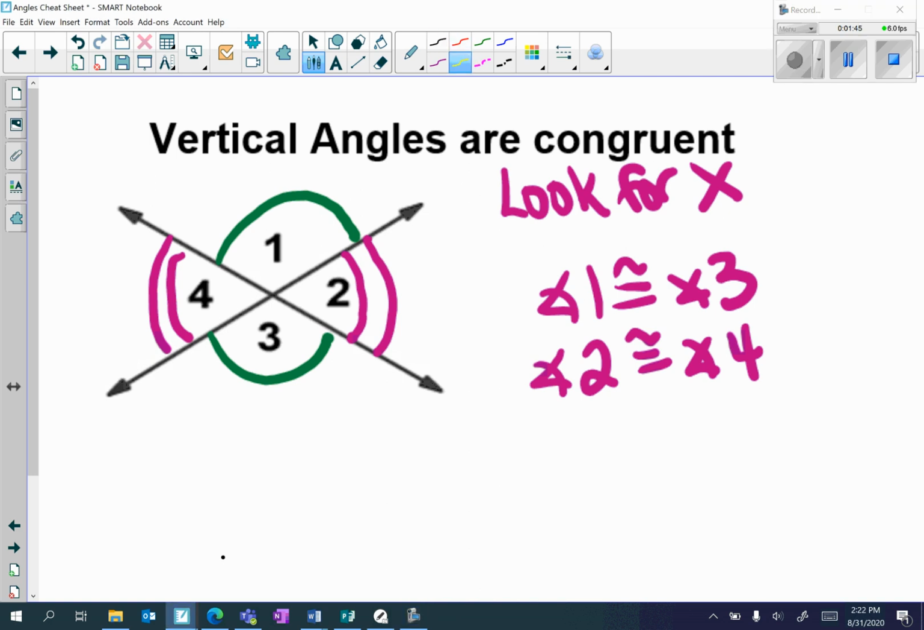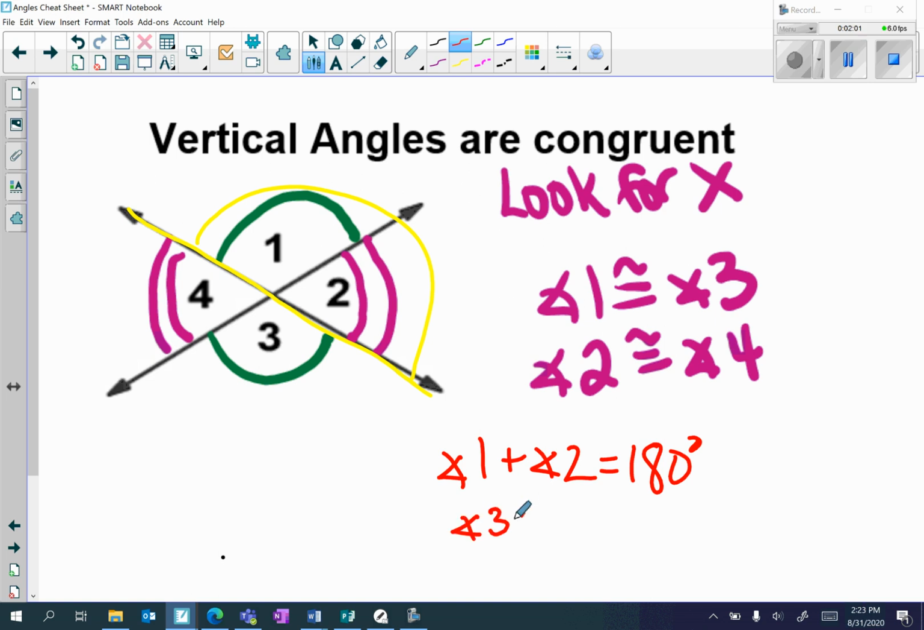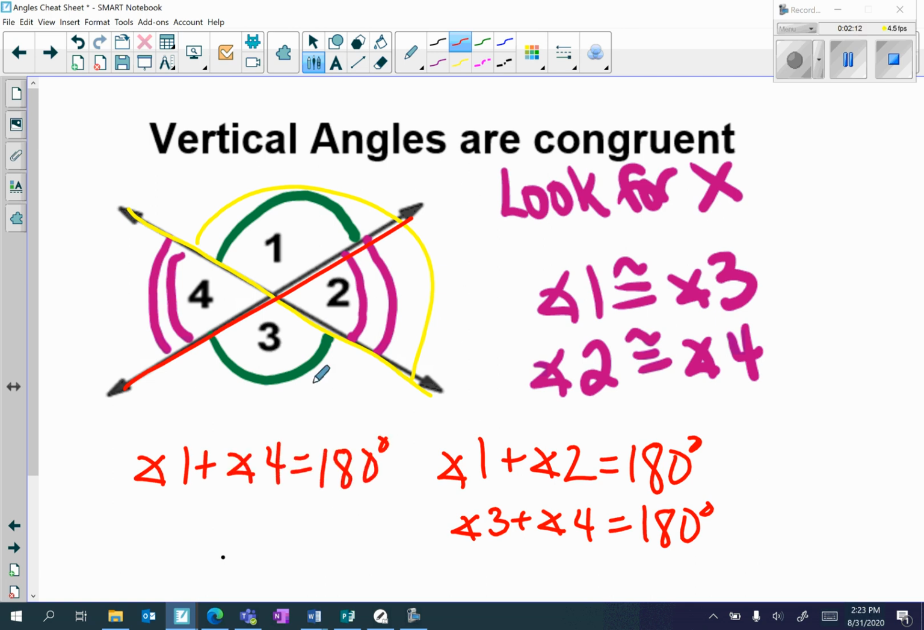Also remember, I have a straight line here, so technically angle 1 plus angle 2 is going to be equal to 180 degrees. Those are supplementary angles. Same thing goes with angle 3 and angle 4. If I add angle 3 plus angle 4, that would equal 180 degrees. I could look at this straight line. So angle 1 plus angle 4 is equal to 180 degrees. And angle 2 plus angle 3 is equal to 180 degrees.